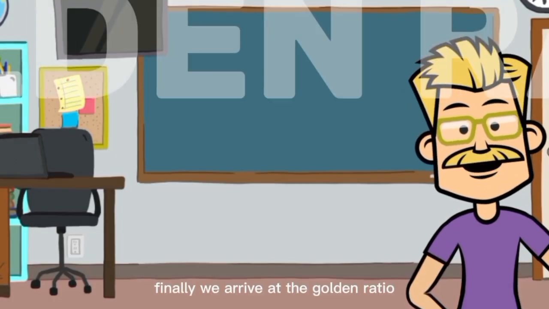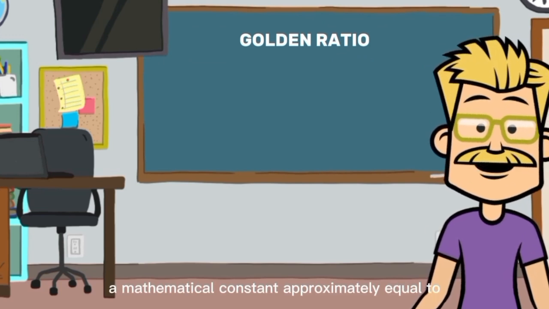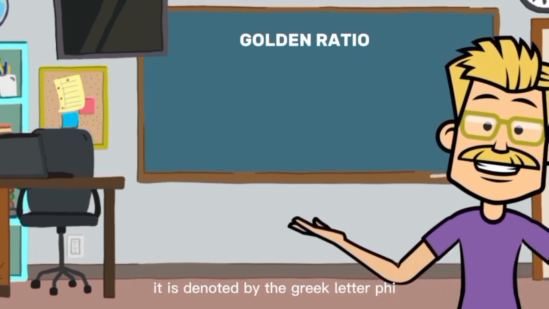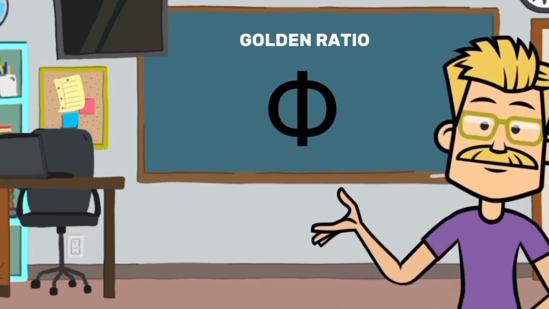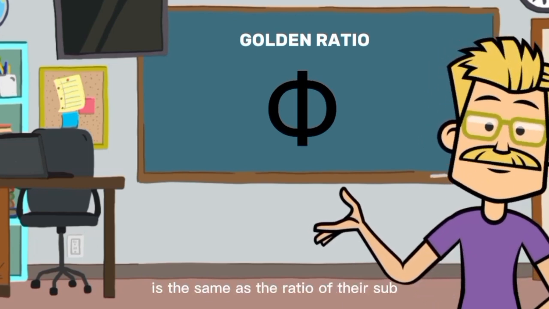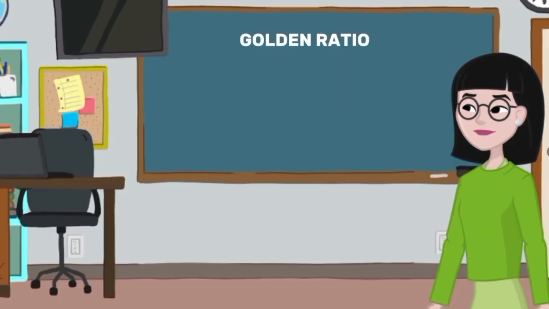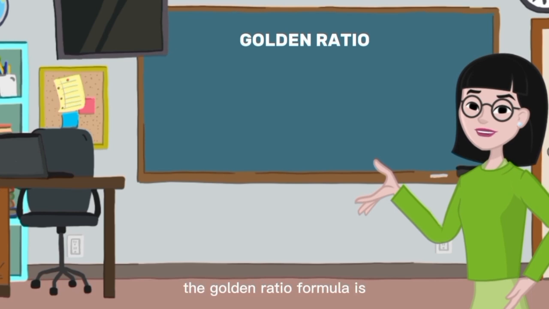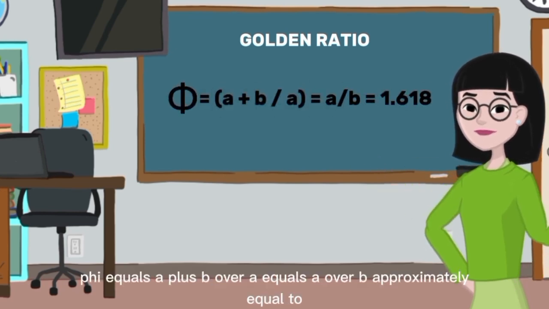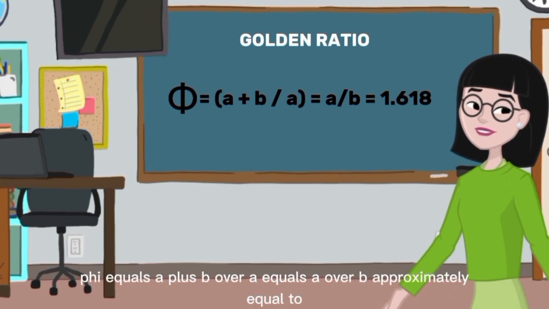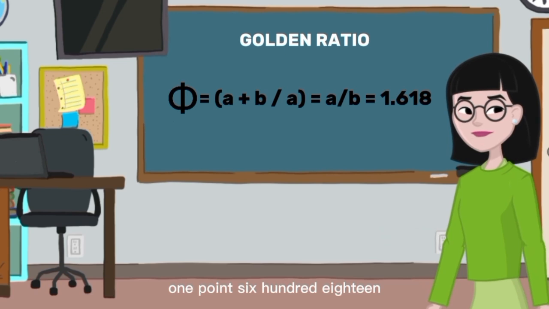Finally, we arrive at the golden ratio, a mathematical constant approximately equal to 1.618. It is denoted by the Greek letter phi. The golden ratio appears when the ratio of two quantities is the same as the ratio of their sum to the larger quantity. The golden ratio formula is phi equals (a plus b) over a equals a over b, approximately equal to 1.618.